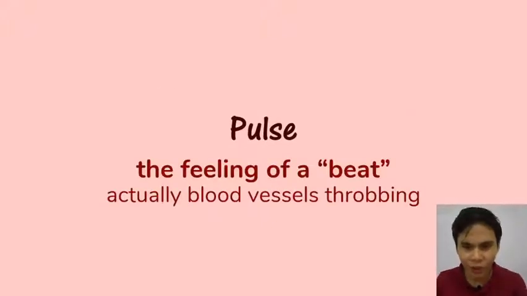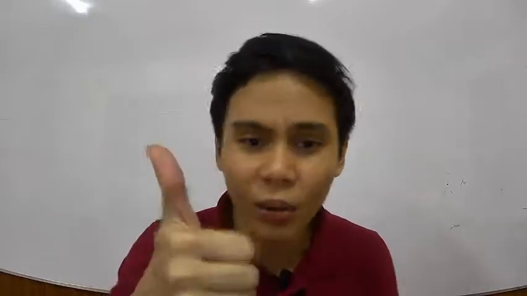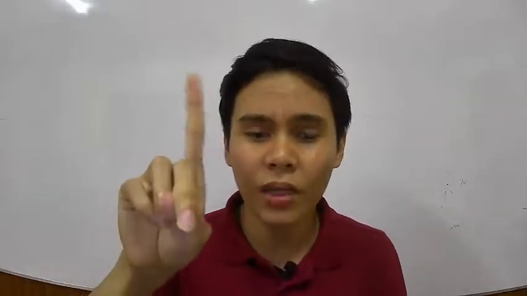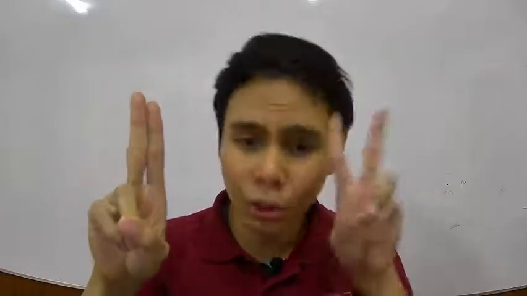So in order to figure out how fast the heart is working, we need to feel the pulse. It's the feeling of a beat. It's when your blood vessels are actually throbbing. In order to get your pulse, you have to be able to feel it. Usually, we don't use our thumb. Our thumb has its own tiny pulse. We use our pointer finger and middle finger. You just make a scout sign like this. And then you have two options.